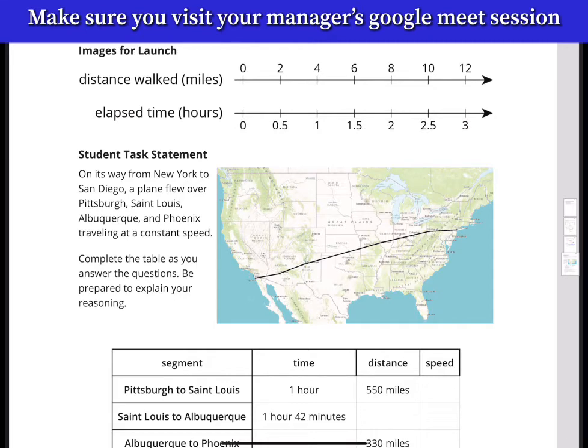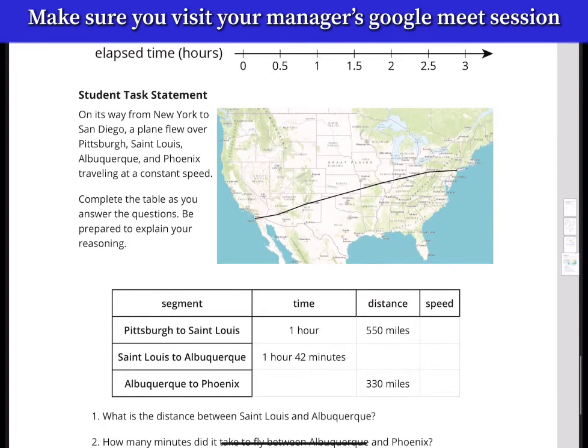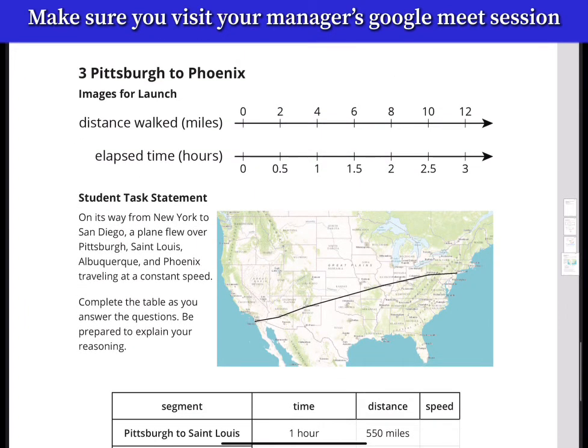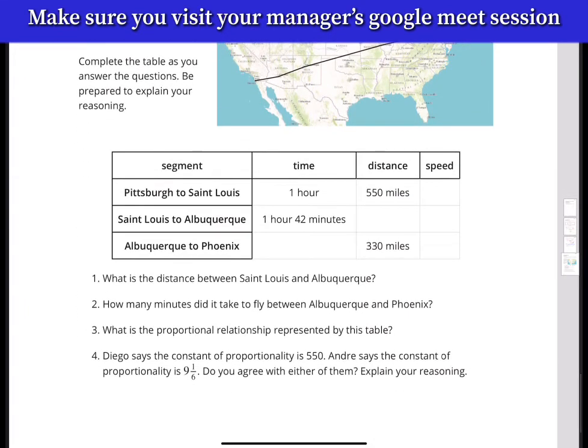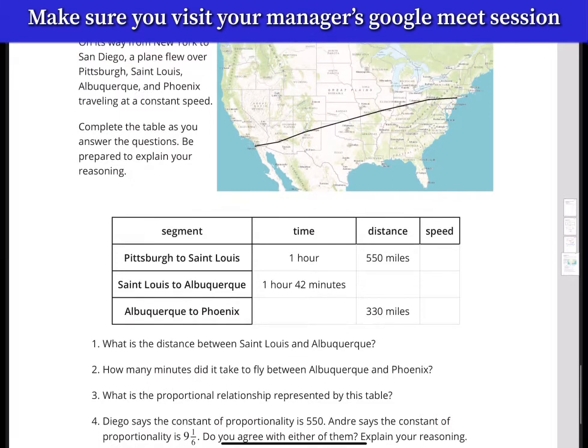Okay, so when I first look at this, I see a map and I also see a double number line, which we saw in our sixth grade lessons. Let's read the questions and see how everything's going to fall into place. Number one is asking us, what is the distance between St. Louis and Albuquerque? So I want to go to my table and look for that distance. It's right here.